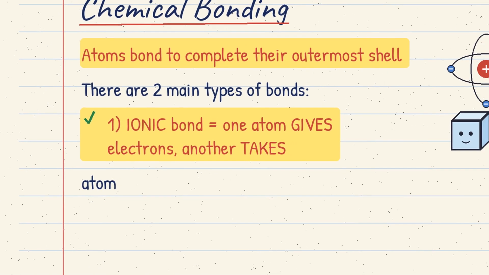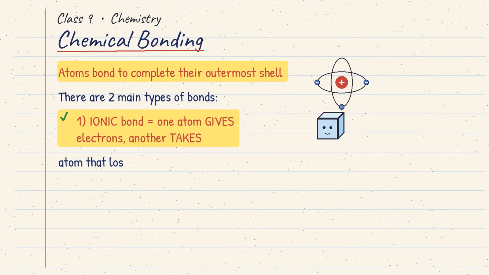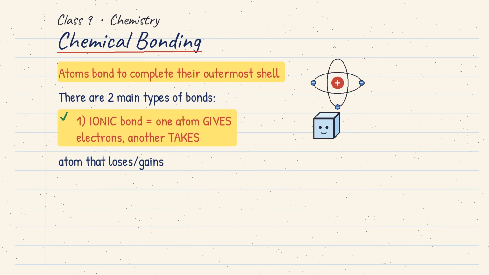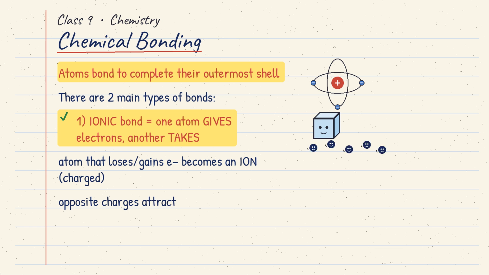An atom that loses or gains electrons is no longer neutral. It becomes a charged particle called an ion. A positive one if it lost electrons, a negative one if it gained. Now the positive ion and the negative ion attract each other, and that strong pull is the ionic bond.